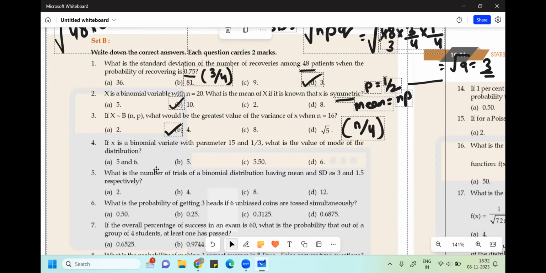if your n is 15 and the probability is 1 by 3, what is the value of mode? The value of mode would be 15 plus 1, which is 16. 16 into 1 by 3 would be 5.33. We have to consider the integer value. What is the integer value of 5.33? That would be 5. So the mode value would be 5. So the fourth question answer is option B.